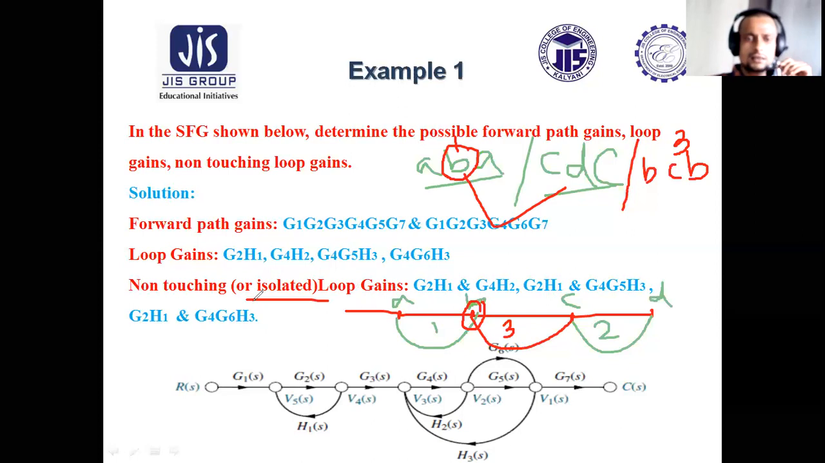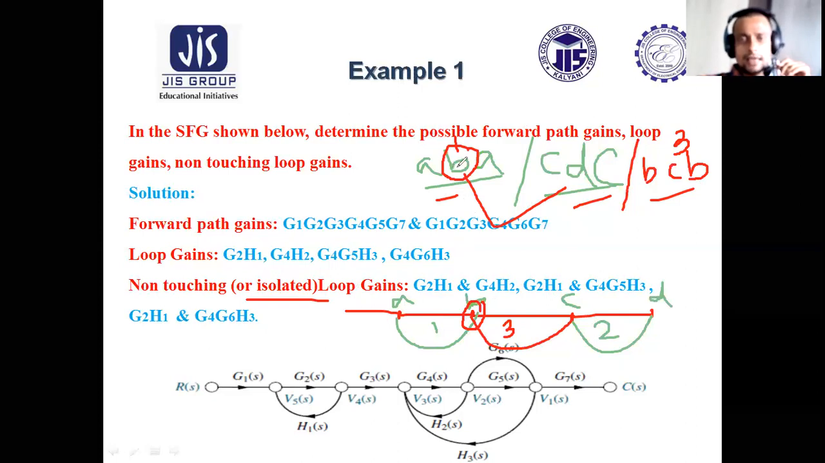So this is how we can determine which are touching loops and which are non-touching loops. Later, while we will be applying Mason's gain formula to determine overall transmittance, this non-touching loop concept will be required. That is why it is important to understand how to determine touching and non-touching loops. I am again telling you that first mark all the nodes, and later describe all the loops in terms of nodes like this.